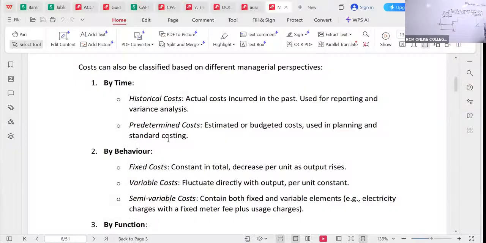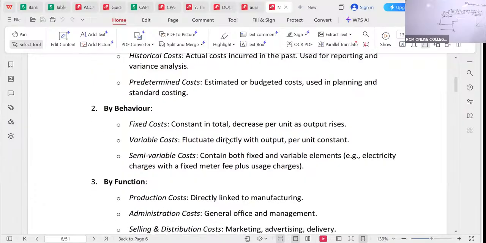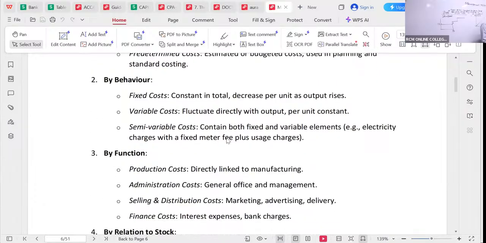Then we have classification by functions, management functions. You know, like how we do administration. Those are functions of management, isn't it? Functions of a company. So we have administration, distribution costs, and finance costs by function. By function, we have production or manufacturing costs. These are directly linked to manufacturing. Then we have administration costs, general office and management. Then we have selling and what here, somebody? Distribution, marketing, advertising, delivery. Then we have finance costs: interest expenses, bank charges, etc.